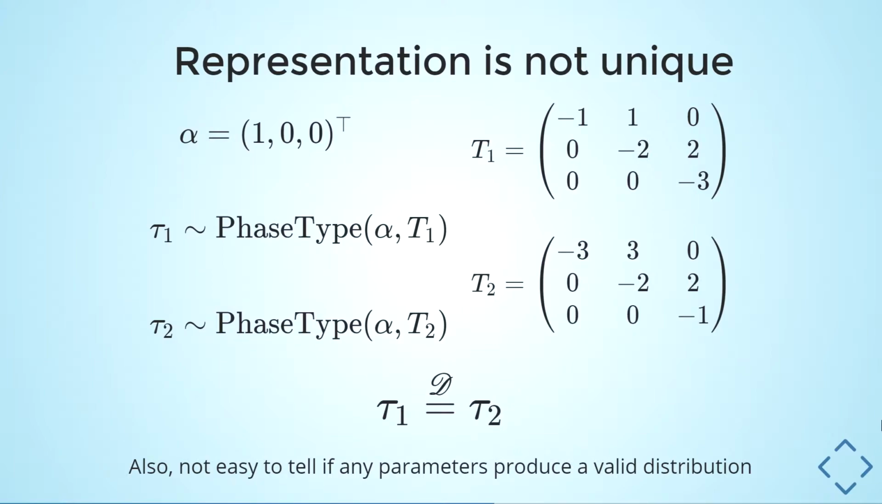And the other problem is if you're just given some matrix here for the transitions, it's not so simple to tell that it actually produces a valid phase type variable. It can be that the terminating state is never reached. Like you go in loops forever, for example, and you have an atom at infinity.